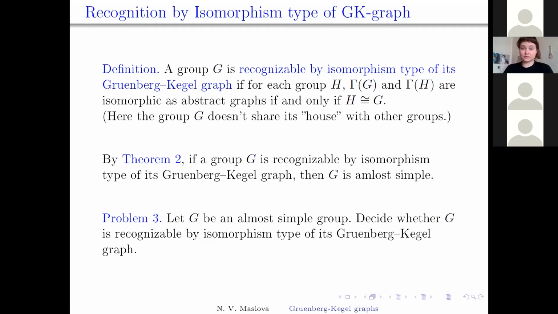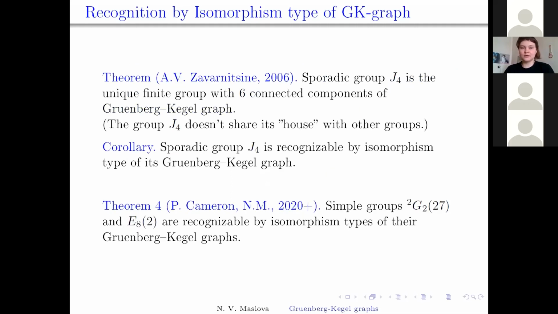So there is an open problem 3. Let G be an almost simple group. Decide whether G is recognizable by the isomorphism type of its Gruenberg-Kegel graph. There are several results in this direction. The first result was by Andrei Zavornitsyn in 2006.